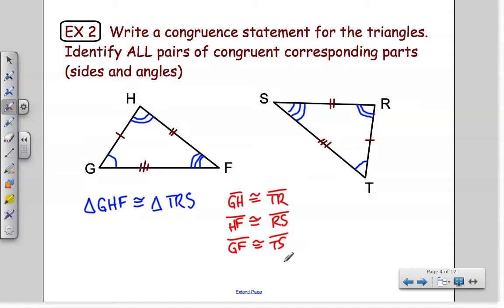So I've listed the corresponding sides, but I also need the corresponding angles. And I know that angle G is congruent to angle T. They're both listed first or both with one arc. Angle H is congruent to angle R. And angle F is congruent to angle S. Again, either looking at the picture or at the statement, and these things are in the same spots. So I mentioned earlier we have 6 congruent corresponding parts for triangles because we have 3 angles, 3 sides. Again, make sure that congruence statement is written in the correct order and everything matches up. That's really important.